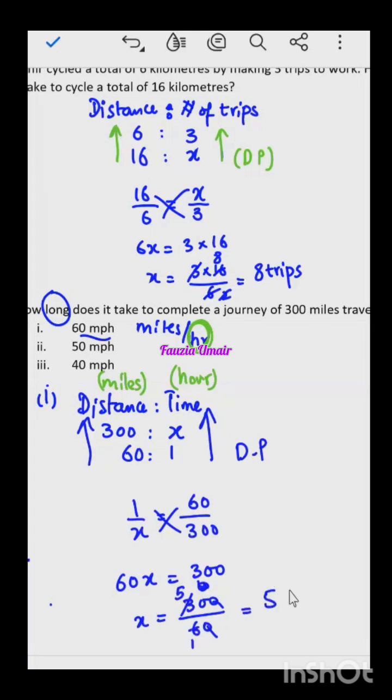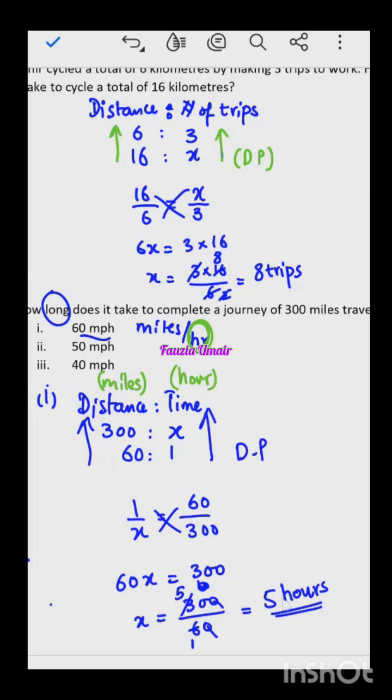What is the unit? 5 hours. Okay, so if 60 miles are covered in 1 hour, then 300 miles would be covered in 5 hours.